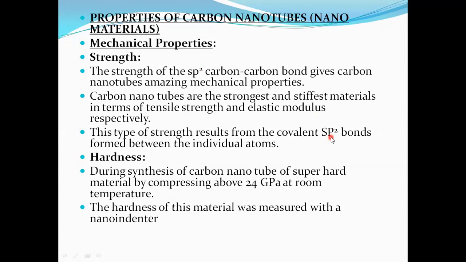Now, continuing, carbon nanomaterials have very high hardness and strength. When we calculate mechanical strength, we should take tensile strength units. When we are discussing hardness, these carbon nanomaterials have very high hardness, and hardness is identified by application of a pressure. When we apply a compression pressure, it can resist about 24 GPa pressure at room temperature. The hardness of the material is measured in nano indenters.